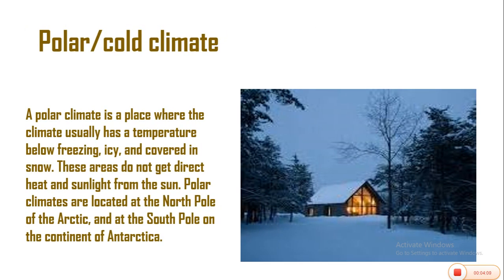Let us go over to the polar or cold climate. A polar climate is a place where the climate usually has a temperature below freezing, icy, and covered in snow. These areas do not get direct heat and sunlight from the sun. Polar climates are located in the North Pole of the Arctic and at the South Pole on the continent of Antarctica.